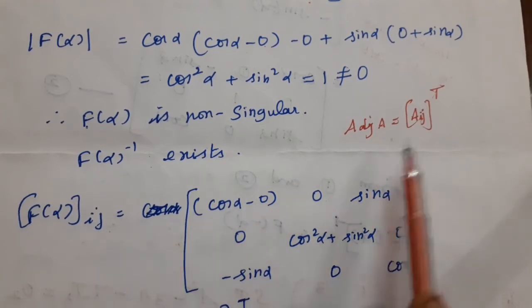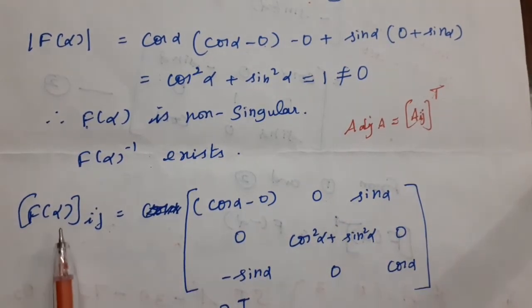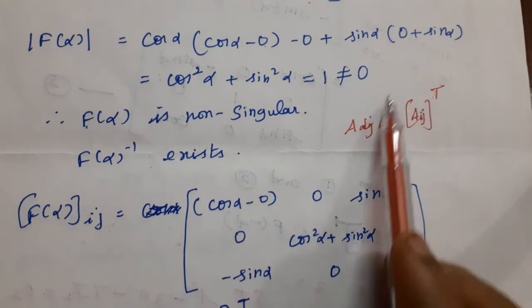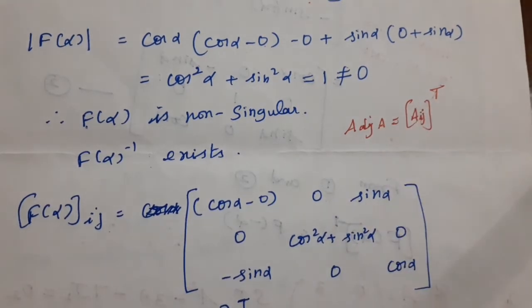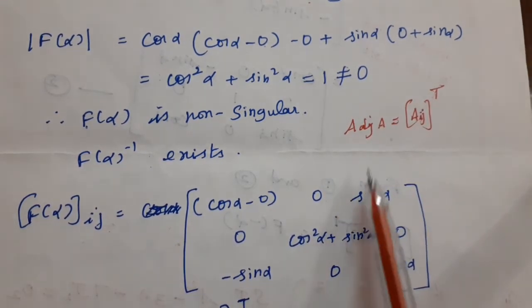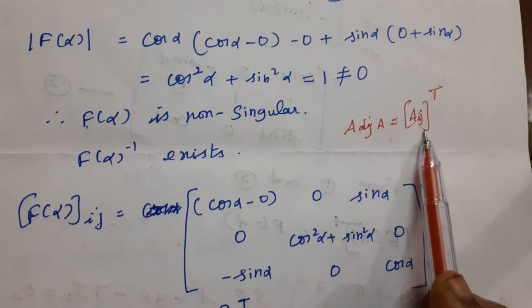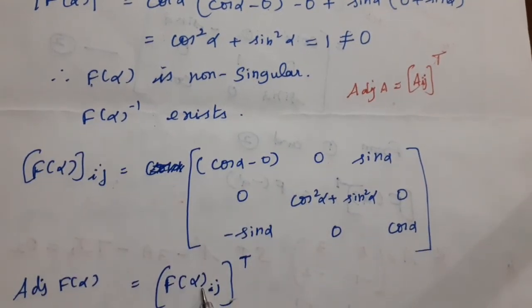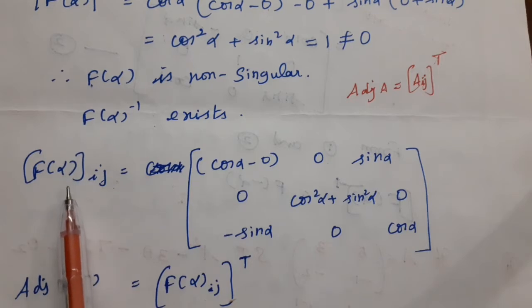Afterwards, first you find the Aij. Aij is nothing but f of alpha, the ij. Next, you are going to find the transpose. Adjoint of f of alpha is nothing but, see that formula, instead of A having f of alpha, that's all. So, transpose of Aij. Transpose of A, instead of A, f of alpha, the ij, the whole transpose. So first find the f of alpha, the ij. Next, we are going to find the transpose.